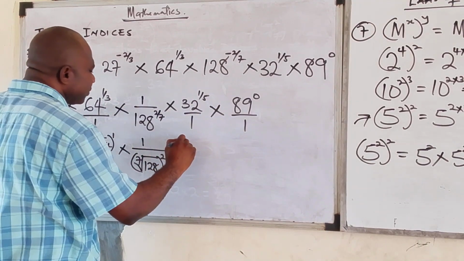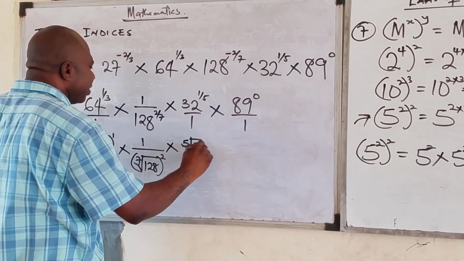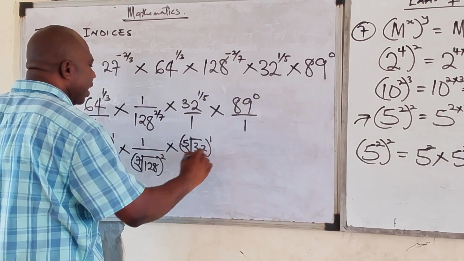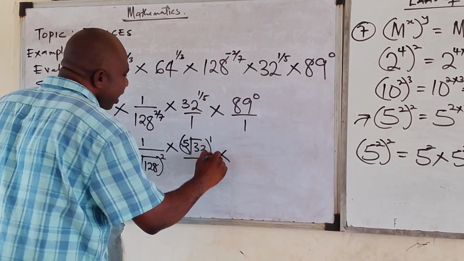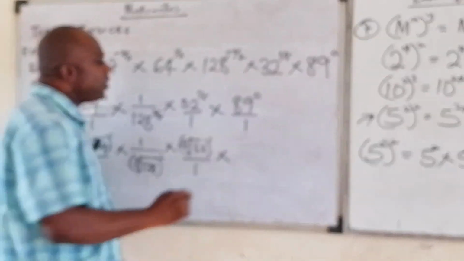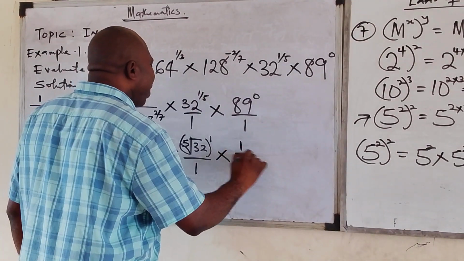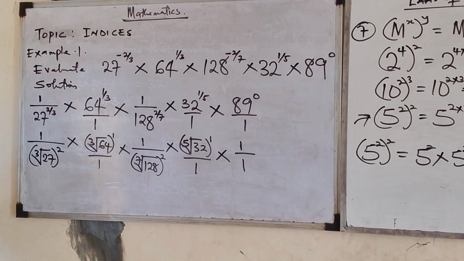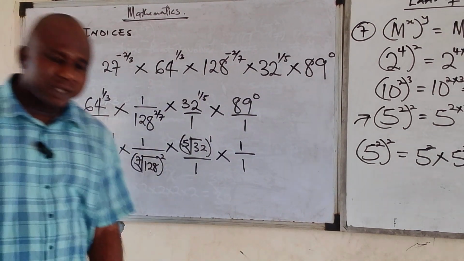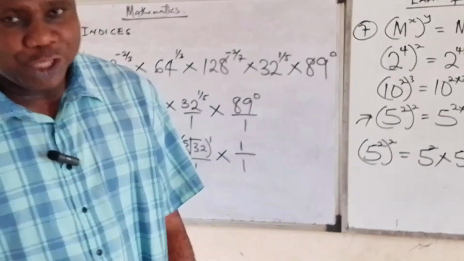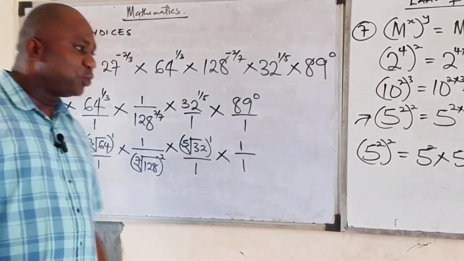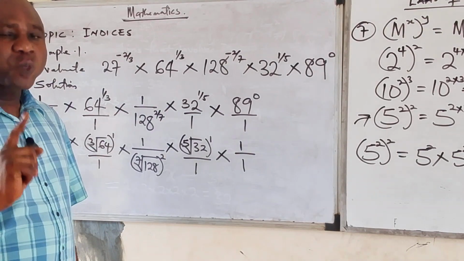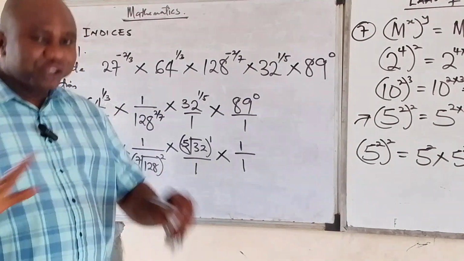Here we have the 5th root of 32 raised to the power of 1 all over 1 times... Remember we said any number raised to the power of 0 is 1. So here we have 1 all over 1, because 89 raised to the power of 0 is equal to 1. Any number raised to the power of 0 must be equal to 1 except 0. 0 raised to the power of 0 is undefined.